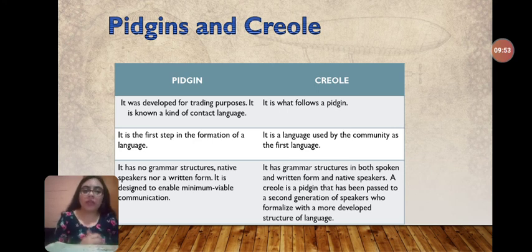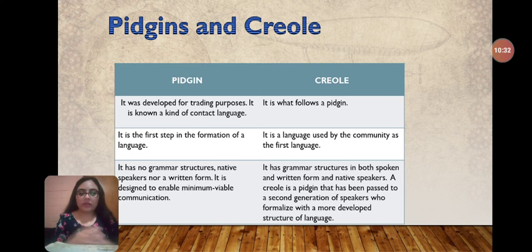The Creole, on the other hand, is what follows a pidgin. It is a language used by the community as the first language. It has grammar structures, both spoken and written form, and native speakers. A Creole is a pidgin that has passed to a second generation of speakers who formalize it with a more developed structure of language. So, in simple words, a pidgin starts in a multilingual situation where more than three languages are spoken, and a pidgin emerges.